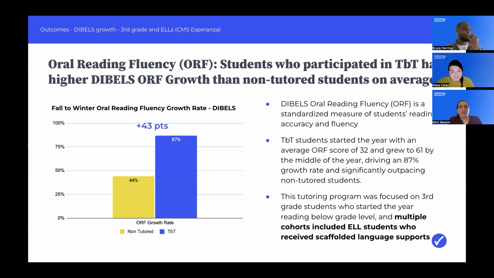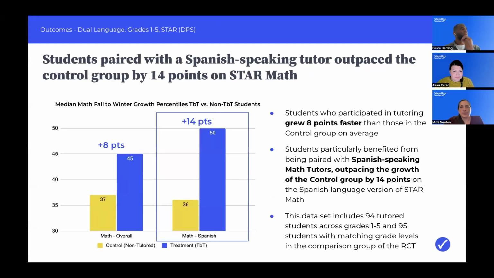And then another example, going at those bilingual and dual language supports, we worked with a school where our tutors were embedded and speaking the language that the student was taught in and tutoring in the language aligned to the language of instruction. So when we paired tutors with Spanish speaking students and Spanish speaking tutors together, we saw that the growth of the students in tutoring outpaced the growth of those not in tutoring by 14 points.